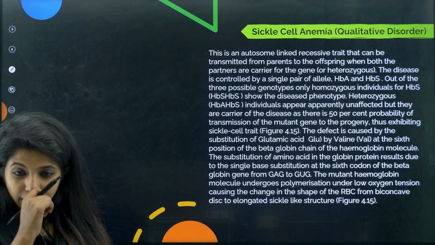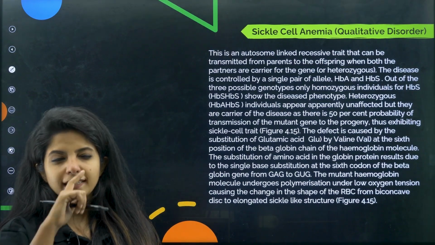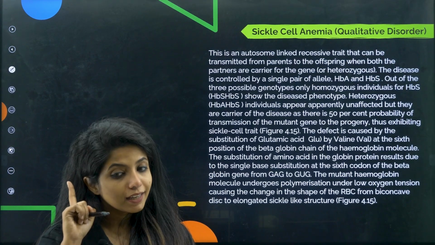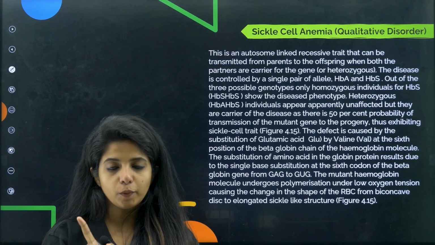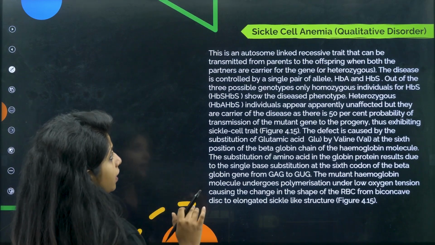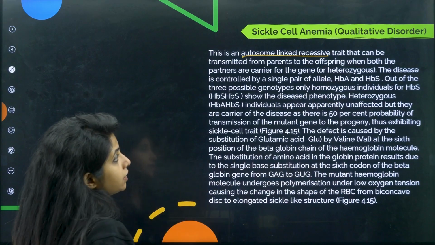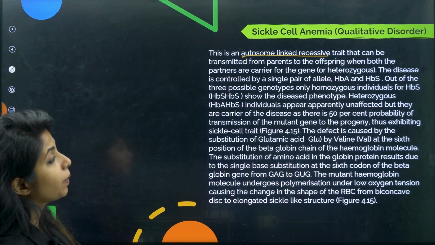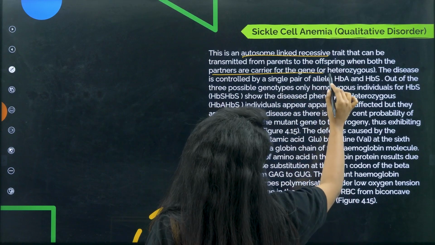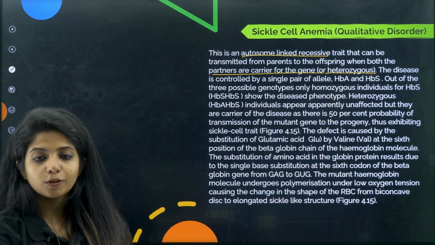Okay. Now talking about sickle cell anemia. As I said, it is an autosomal recessive disorder. It's not dominant. For dominant, we just have cystic fibrosis, which is not there in your NCERT. Over here, first thing, it is an autosome-linked recessive trait that can be transmitted from parents to offspring when both the partners are carriers of the gene, or heterozygous. Both have to be carriers of this gene.